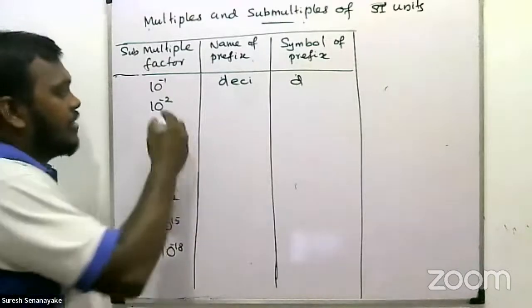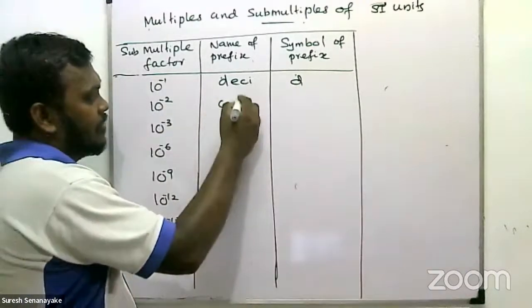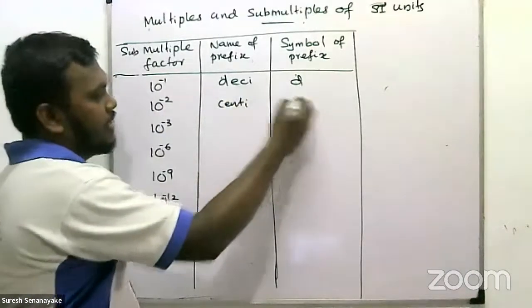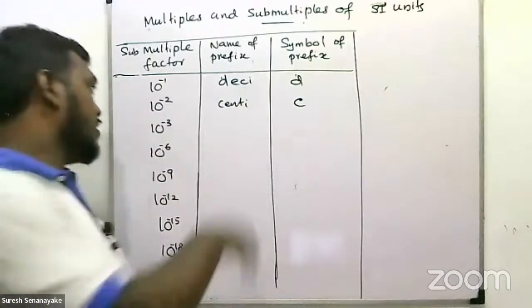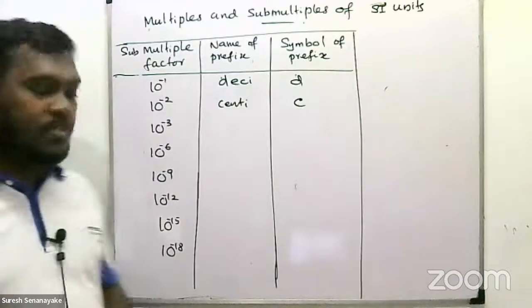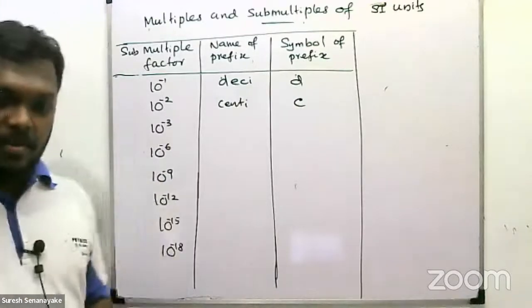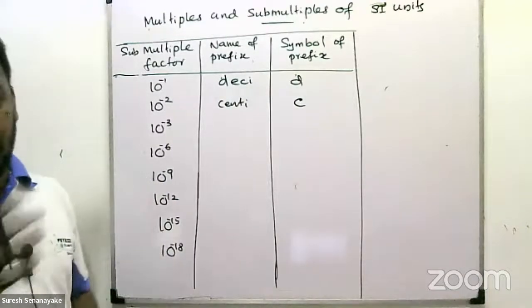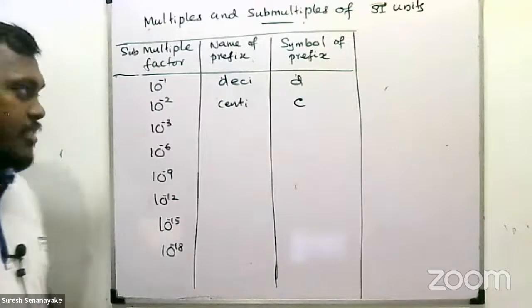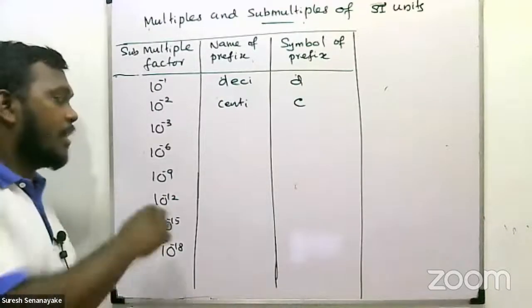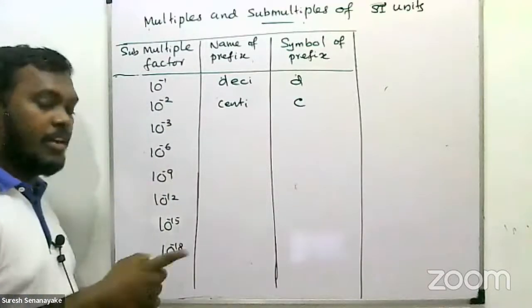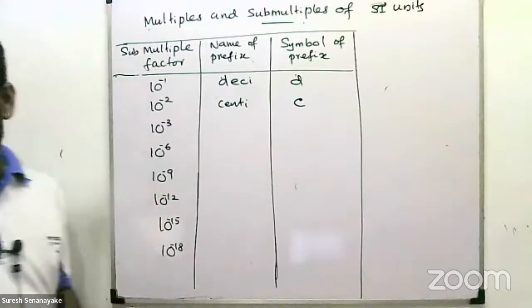Here 10 to the minus 2 is called the centi. Okay, write quickly. In these sub multiples normally we use the simple letters, and for the multiples we use the capital letters. Mega, giga are also capital letters. Only the deca and hecta we use simple, but here all are simple. Some Greek letters also we use, right?